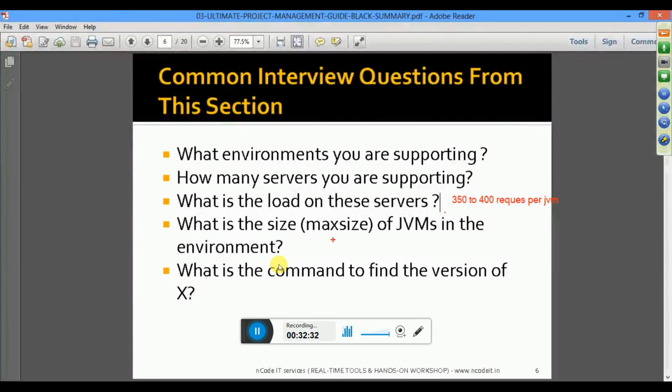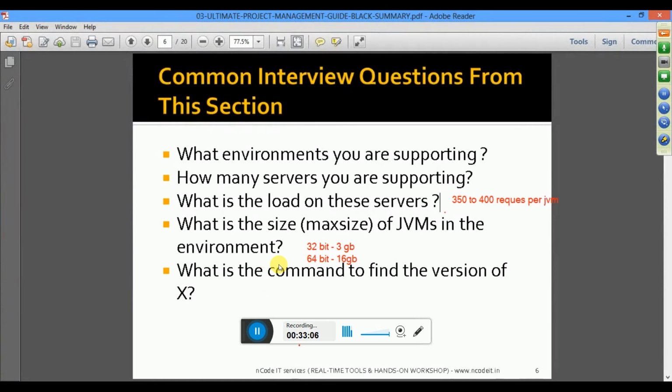And what's the size and max size of the JVMs? In non-production you have 512 and 1024. 512 is for admin, 1024 is for managed servers. Then in production you have 1024 and 2048. The max size changes between 32-bit and 64-bit. For 32-bit, 3 GB is the JVM heap size you can give. For 64-bit, you can go up to 16 GB.